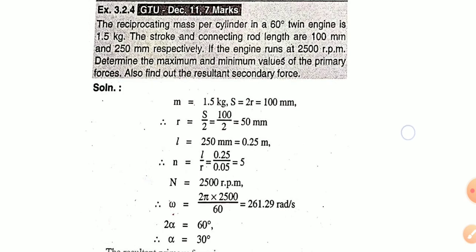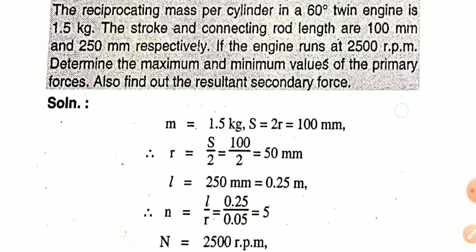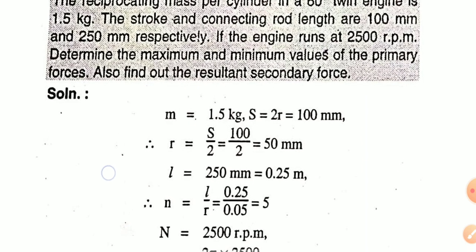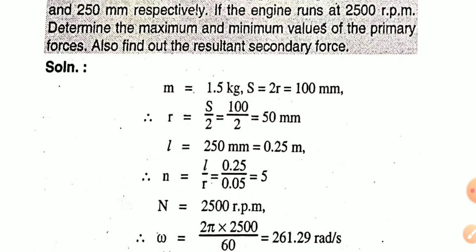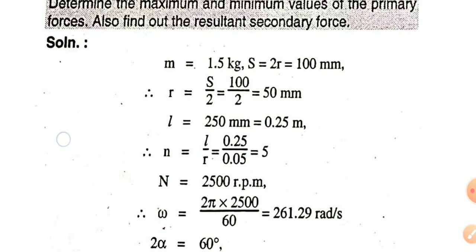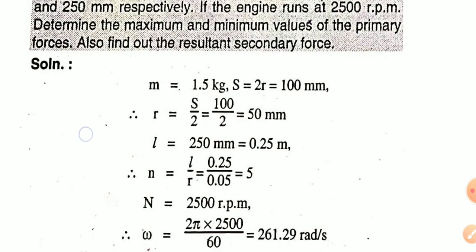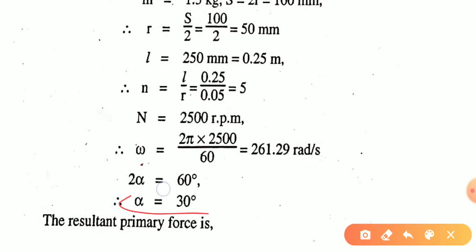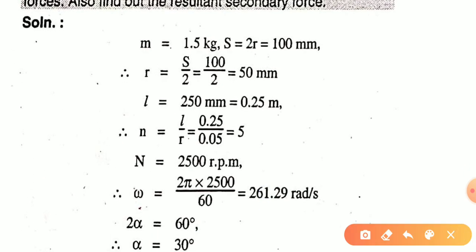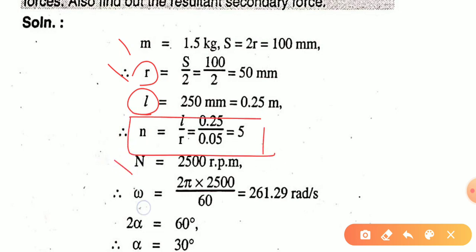Now let us discuss this with an example. Suppose the reciprocating mass per cylinder in a 60 degree twin cylinder engine is 1.5 kg, and the stroke and connecting rod length are 100 mm and 250 mm respectively. The engine speed is given. Now we have to determine the maximum and minimum value of primary force, and also find the resultant of secondary force. Here the V angle is given as 60 degrees, so alpha will be half of it, equal to 30. Mass is given, stroke length is given so crank radius we can find, connecting rod length is given so n we can find, RPM is given so omega we can find.